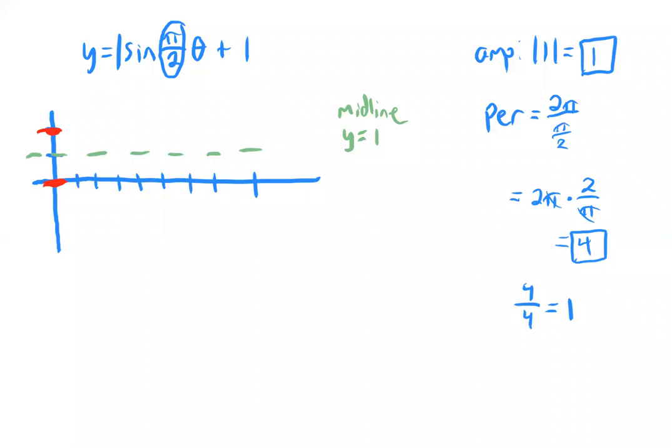Okay, so drawing this graph. For a sine graph, it normally passes through the origin. But in this case, we're moving the graph up 1. So the first point is going to be where the midline intersects the y-axis. And because a is positive 1, it's going to go up to the max, and then the 0, and then the min, and the 0. This is going to be 1 cycle.